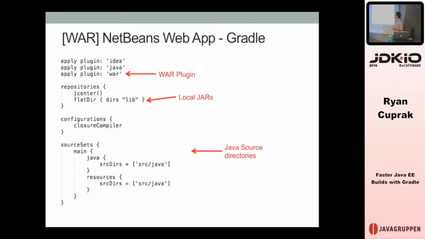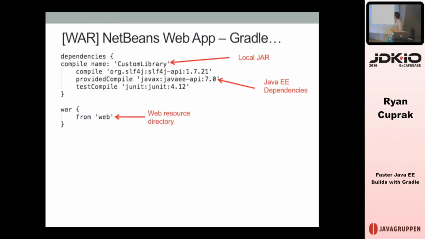So up at the top, I have my plugins. I have the IDEA plugin just because I want to use IntelliJ with it. JCenter, and then for flat directories, I specify that the lib directory contains the jar files that I'm going to be after. For the source sets, I define the location of the Java files and also the resources, which happen to be in the same directory. And then under dependencies, I specify the local library, that library that I have in there minus the jar on the end. It adds it for me.